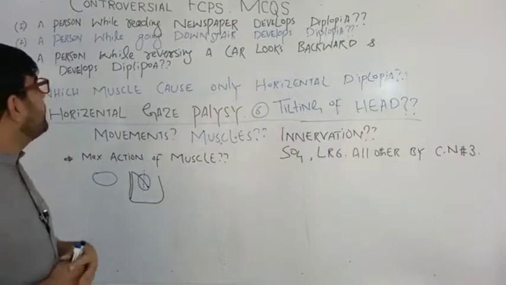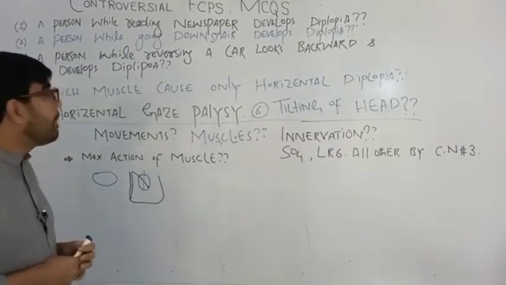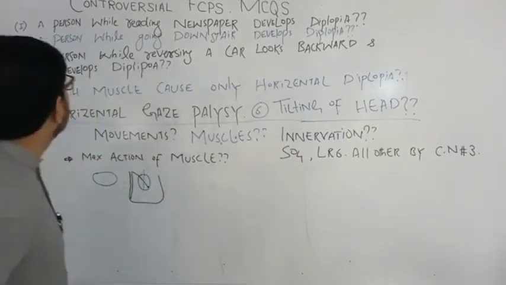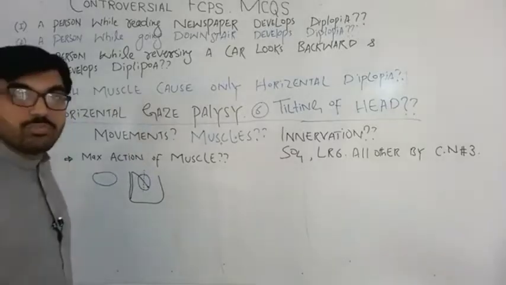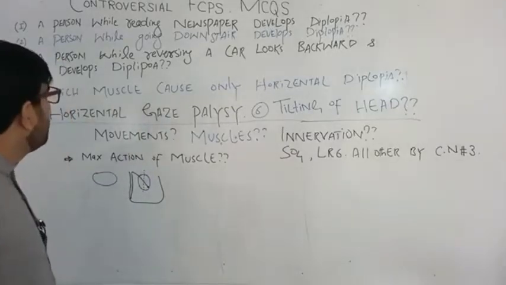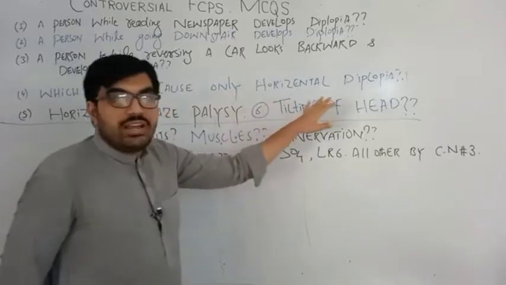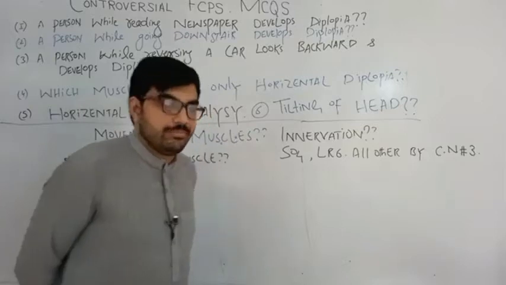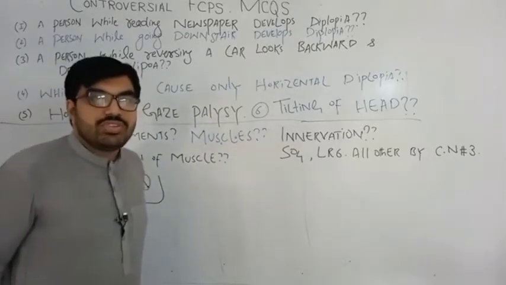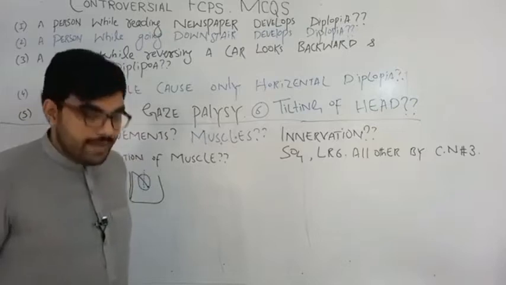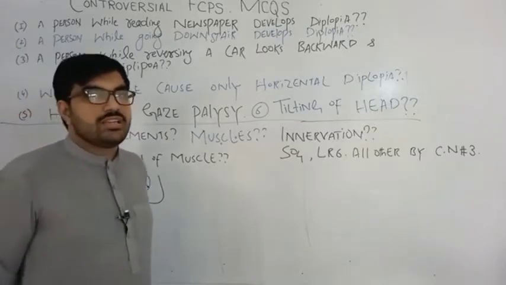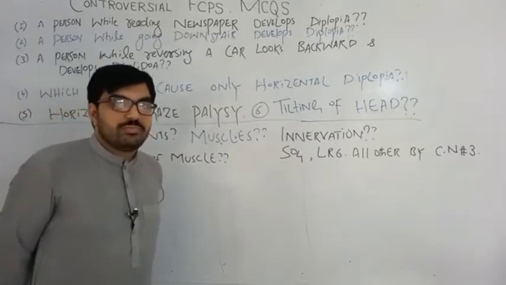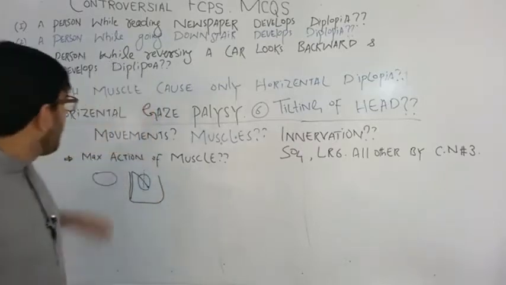A person while reading newspaper develops diplopia. A person while going downstairs develops diplopia. A person while reversing a car looks backward and develops diplopia. Which muscle causes only horizontal diplopia, horizontal gaze palsy and tilting of the head? Now these are the MCQs that are repeating again and again, and there are MCQs like these, but we should know about the basic concepts behind these MCQs.